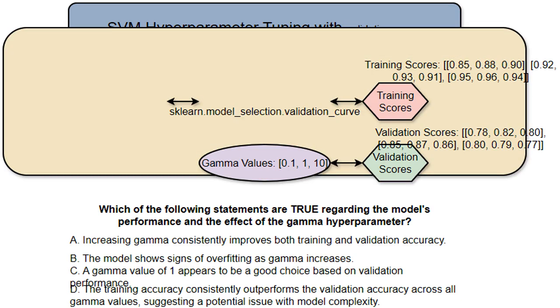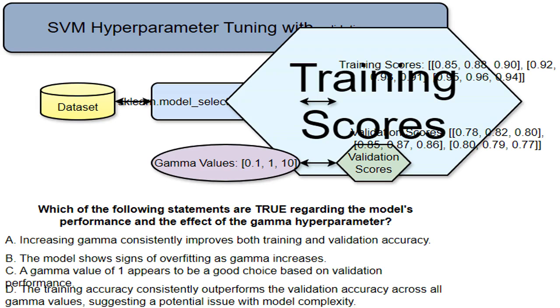This is a function from the scikit-learn library in Python that's used for hyperparameter tuning. It systematically evaluates a model's performance across a range of hyperparameter values, providing both training and validation scores. It helps us see how changing a setting affects the model's ability to learn from the data and generalize to new, unseen data. These are the accuracy scores the model achieves on the data it was trained on.